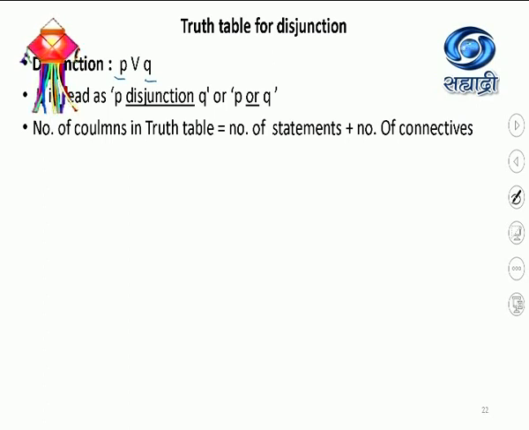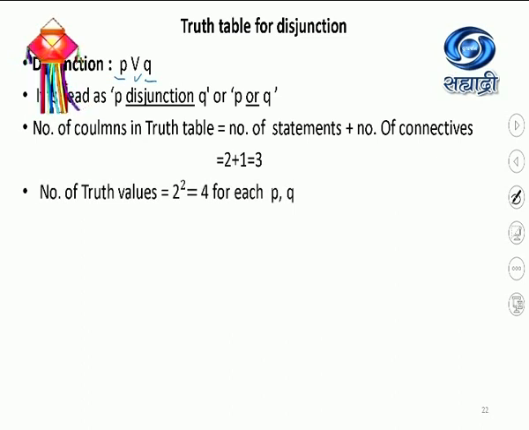Now you use your pen or the finger to count the number of statements. There are 2 statements and only 1 connective. So you can mention 2 + 1 = 3. So now you are sure that there are 3 columns in the required truth table of P or Q or P disjunction Q. Now how many truth values? 2 statements, so 2² = 4 truth values for each P and Q.